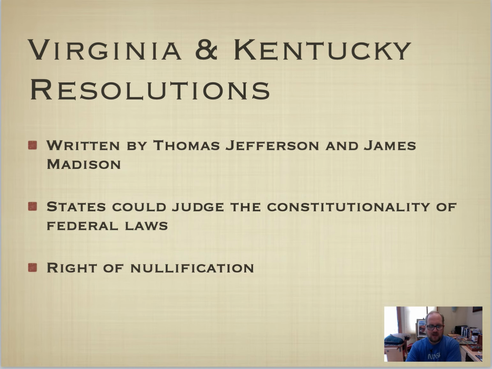In reaction to this, the Virginia and Kentucky Resolutions will be written by Jefferson and James Madison. They will basically state that the individual states made the Constitution, therefore they have the right to nullify different parts of the Constitution that they deem unconstitutional. The states could judge the constitutionality of federal laws. If they believed the laws were not right, they could deem them unconstitutional. And this will set a huge precedent in the future for states to have lots of rights against the federal government.